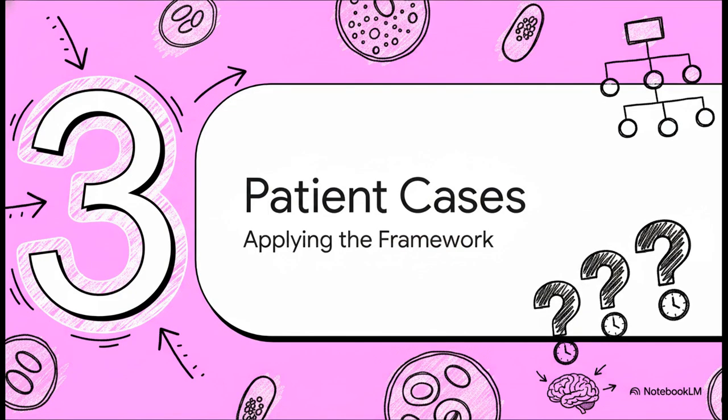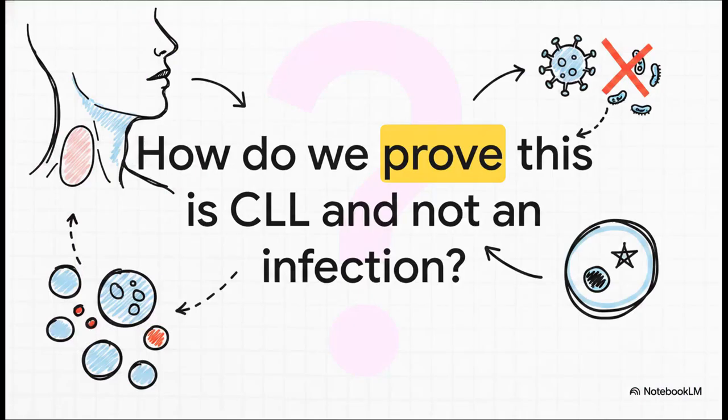All right, Section 3, real-world patient cases. Let's see how well you can apply this framework. Here we go with Case 1, the incidental finding. Notice the presentation here. A 70-year-old woman presents with a painless swollen lymph node in her neck. Her routine bloods show a lymphocyte count of 20, but she feels absolutely fine.